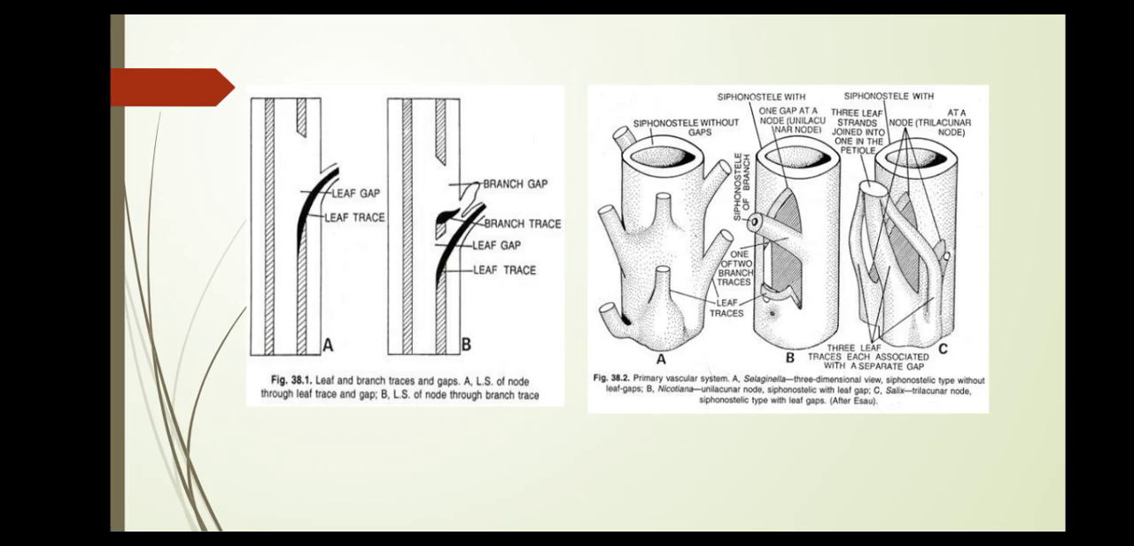And the second picture is the primary vascular system of Selaginella, a three-dimensional view, siphonostele with leaf gaps. And then Nicotiana, a unilacunar node, with leaf gaps. The third one describes Salix, a trilacunar node, of a leaf.